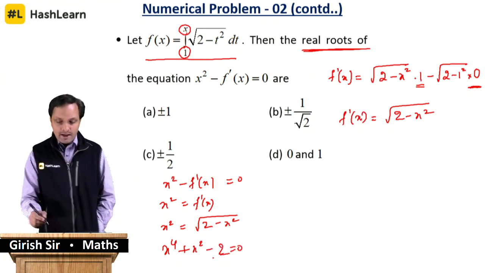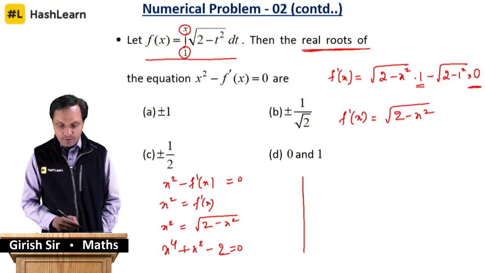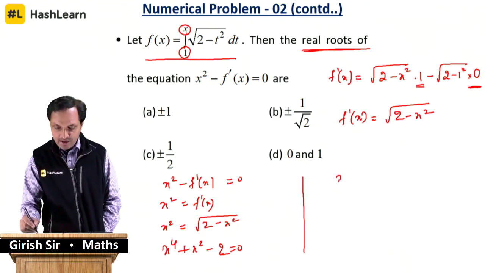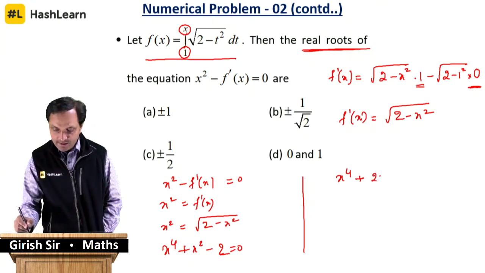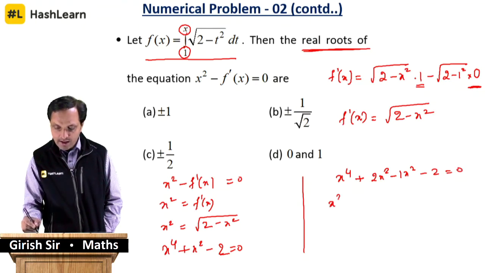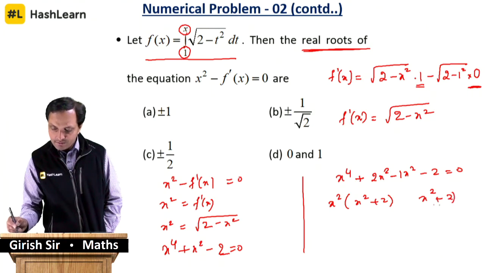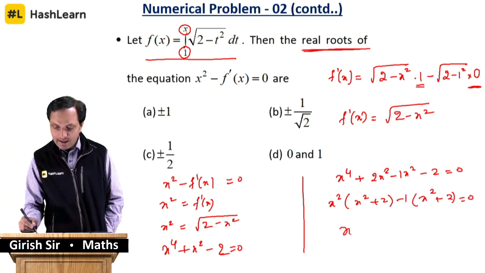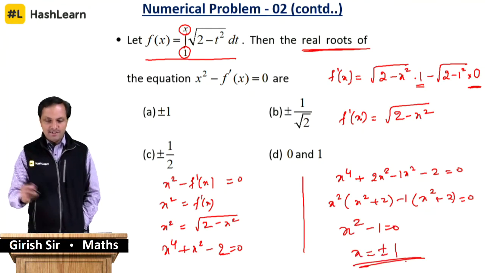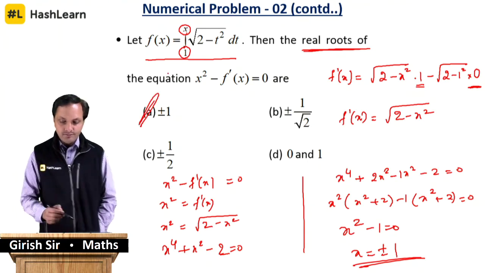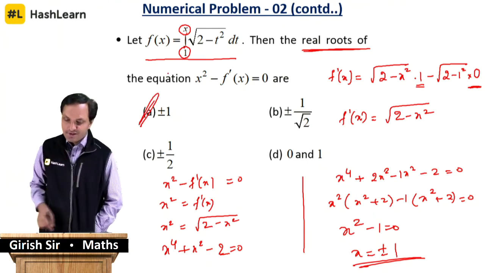So solve the quadratic equation. This is x power 4 plus 2x square, let me write it as x power 4 plus 2x square minus 1x square minus 2 is equal to 0. This will be x square minus 1 into x square plus 2. They are asking for real roots. Real roots: x will be equal to plus 1 and minus 1. Do you have any option with plus 1 and minus 1? Yes, there is an option. Option A is the right choice.